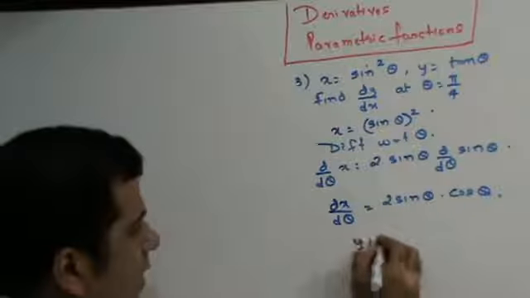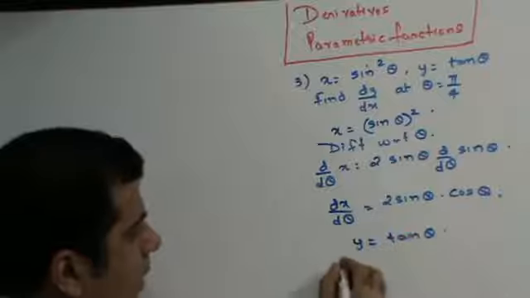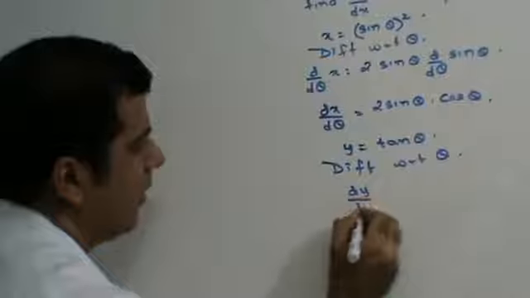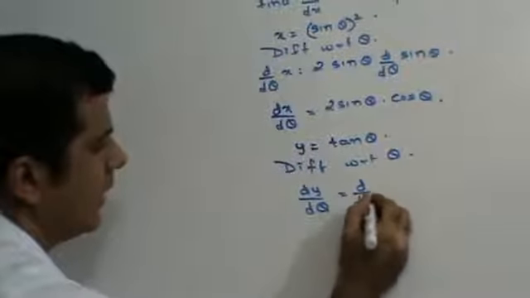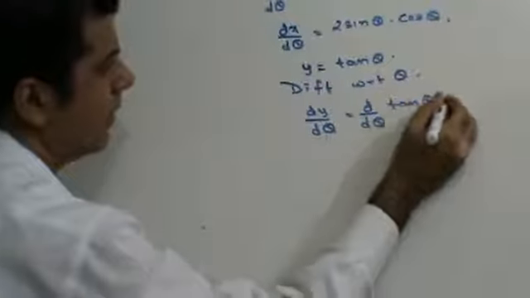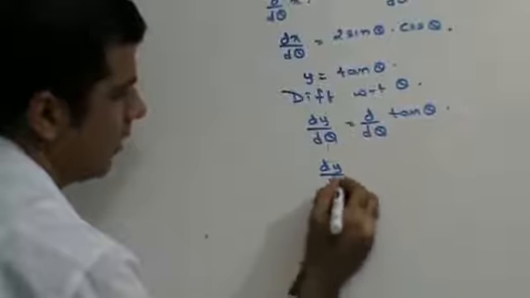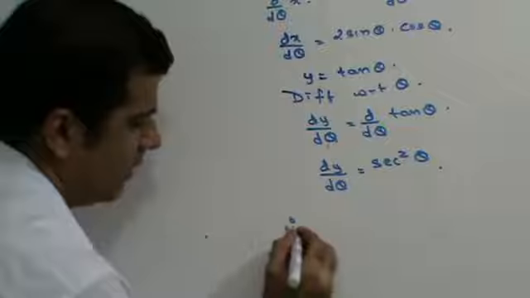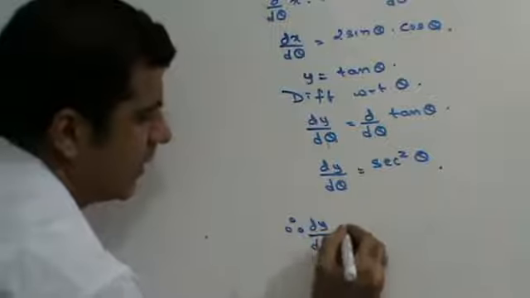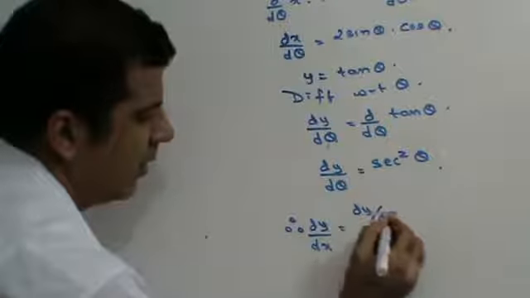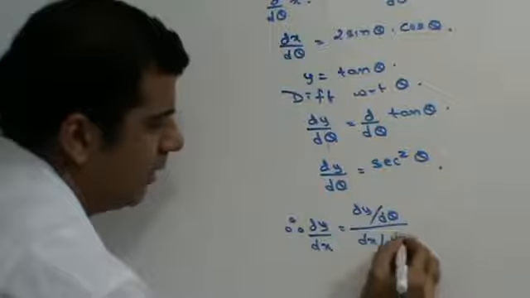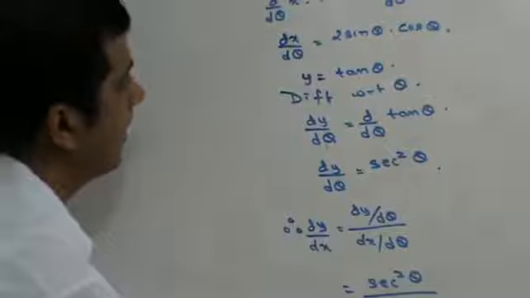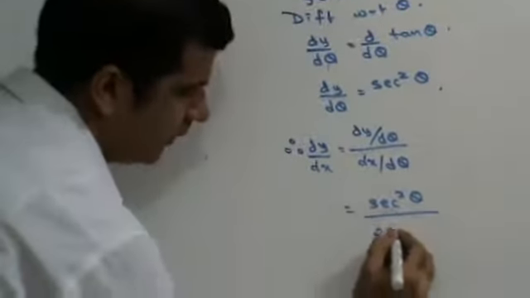Next, I can say y is equal to tan theta. Differentiate with respect to theta. So you will get dy by d theta is d by d theta of tan theta. d by d theta of tan theta is nothing but sec square theta. Now, I can therefore say that dy by dx is nothing but dy by d theta upon dx by d theta, which can be written as sec square theta upon 2 sin theta cos theta.